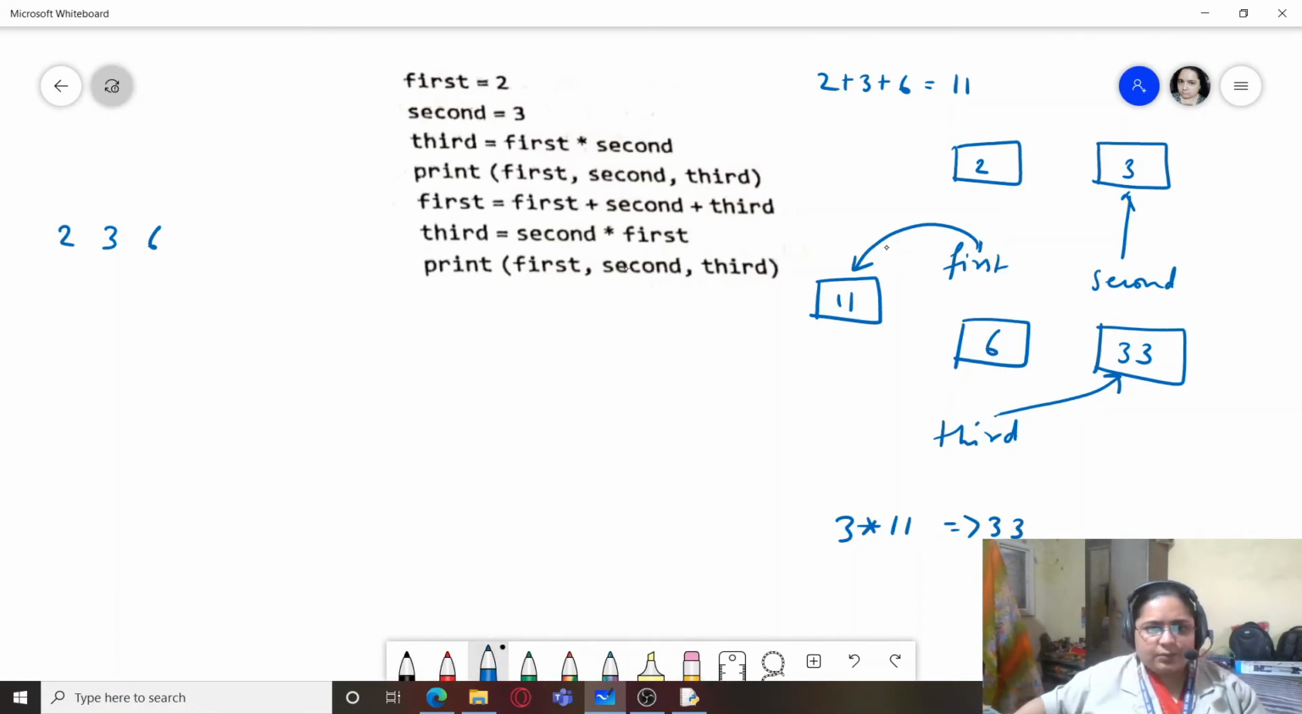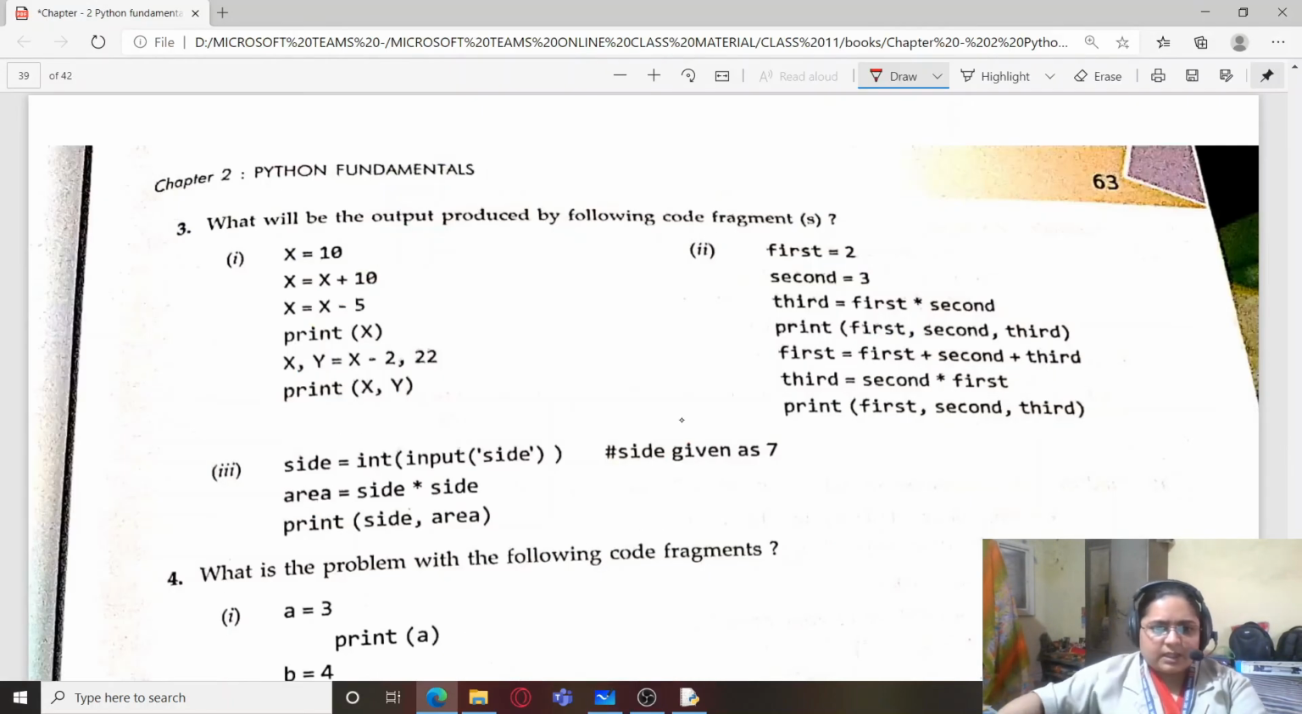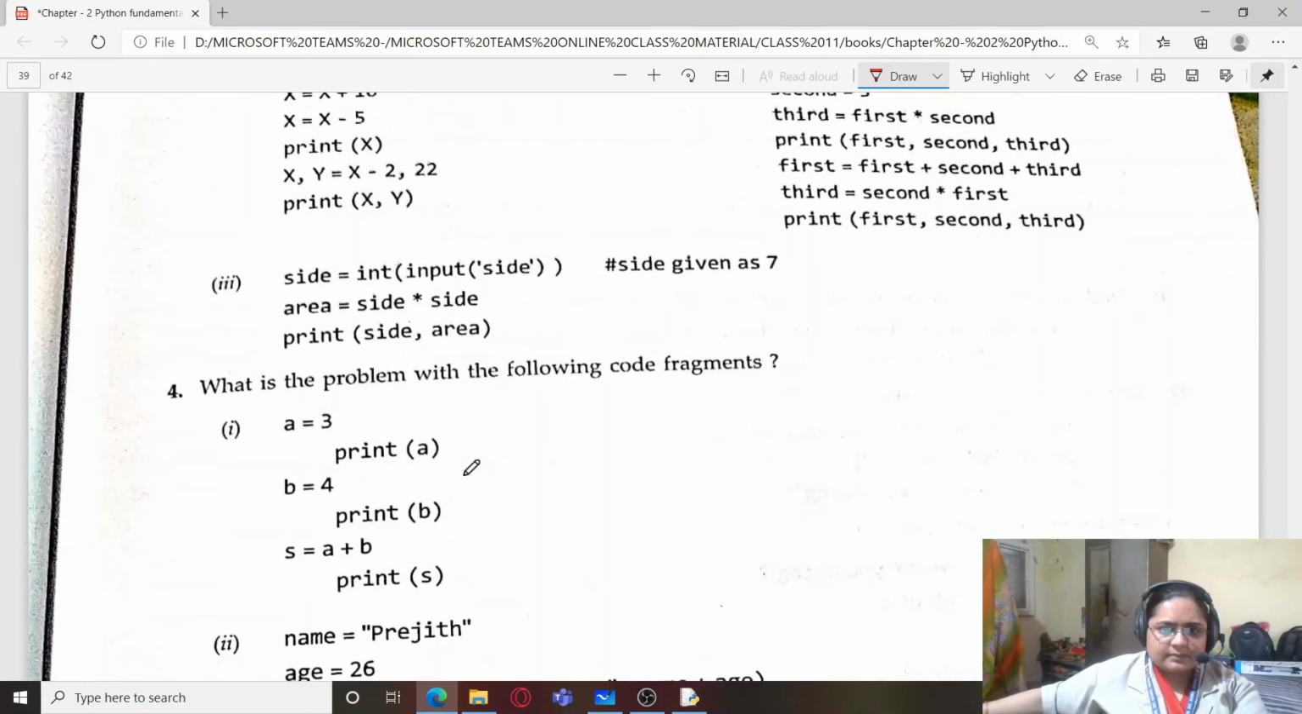Right? And now you have to print first, second, third again. So first is 11, second is still 3 and third is 33. So we will write it here, 11, 3 and 33. So this is the output for this question. Next is the third one.